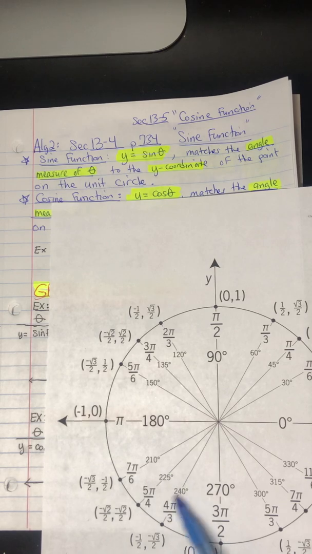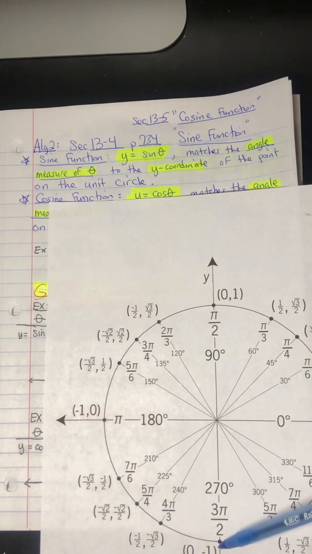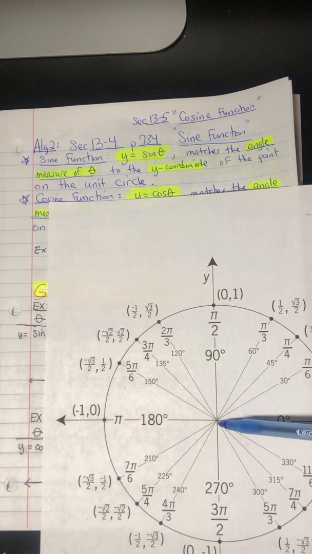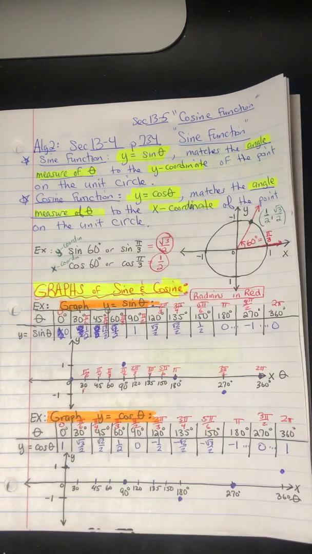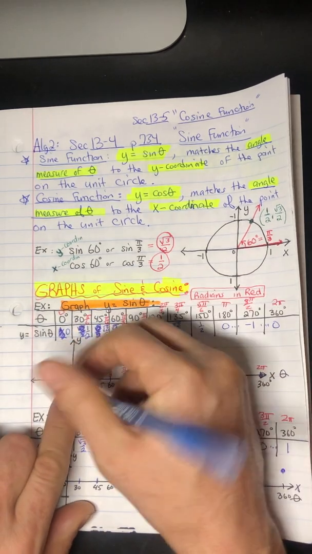Again, I skipped these, but that's the answers. Negative 1/2, negative square root of 2 over 2, so on and so forth. Sine of 270 is negative 1. The sine of 360 comes back to the beginning, which is 0. Again, that's where I got all these numbers from. Then let's go ahead and graph them.